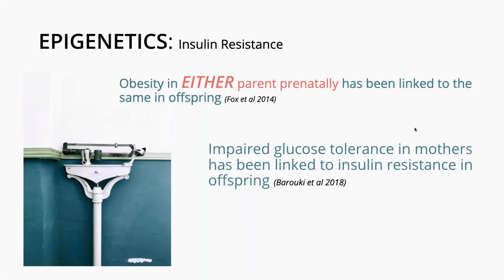And with epigenetics, we have evidence now that obesity in either parent prenatally has been linked to the same in offspring. So this is not related to genetic obesity. This can actually be induced in animal studies, so they can make animals obese, and then the offspring can be obese, for male animals as well. So the sperm have the epigenetic capacity to pass on insulin resistance and metabolic defects to the offspring. And of course, we know that impaired glucose tolerance in mothers has been linked to insulin resistance in offspring too, for a lot of the reasons we talked about, but also the prenatal environment, which is not surprising. But a lot of this actually happens before the prenatal environment. It happens with the gametes for all of the reasons just mentioned.